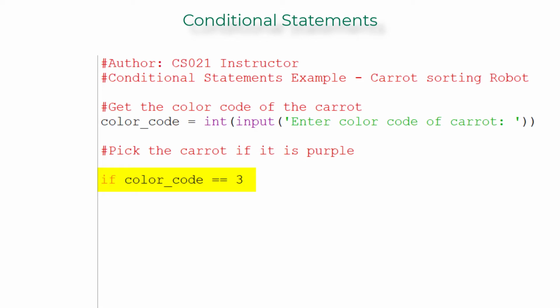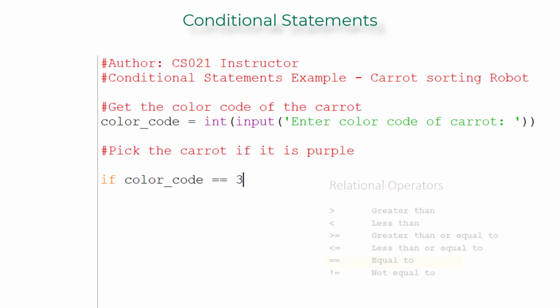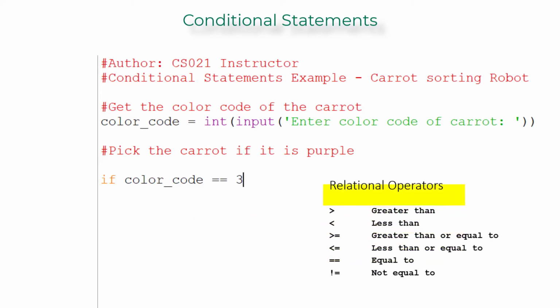Let us spend some time on the syntax here. If color_code == 3: the double equal to sign checks for equality. The single equal to sign is already taken, right? You've seen that already. It is used as an assignment operator. The double equal to sign is the first relational operator I'm introducing to you. It's called a relational operator because it deals with the relation between two entities. There are several other relational operators out there. We're going to discuss them in detail later on, but for now, let's move on with this code.